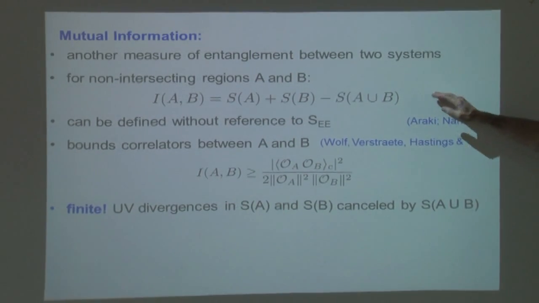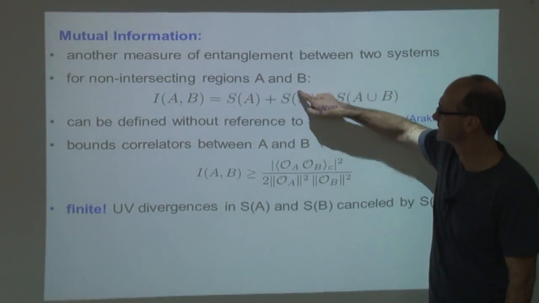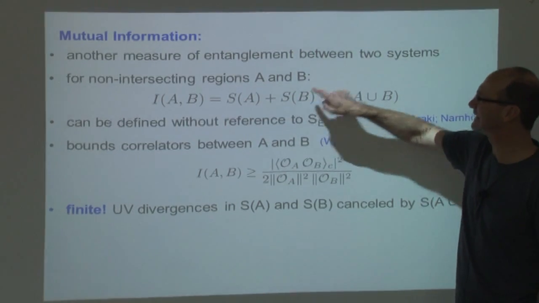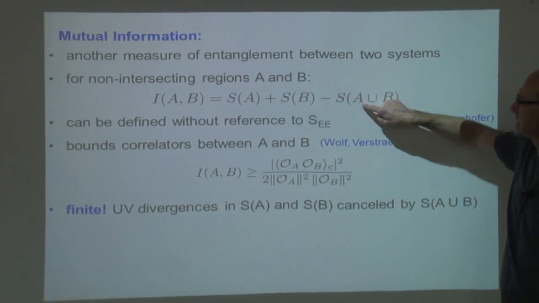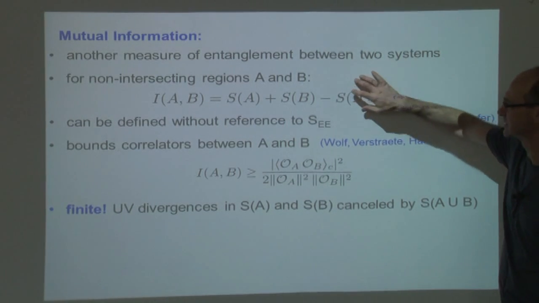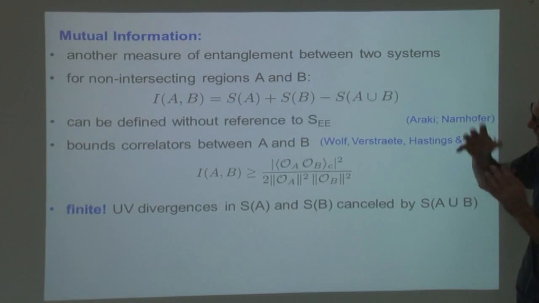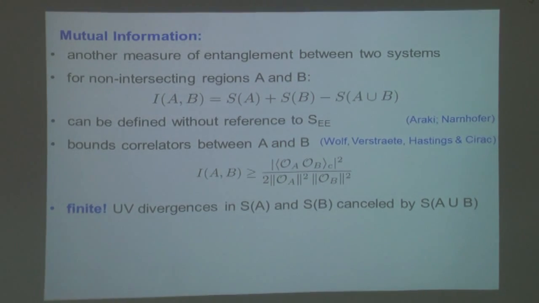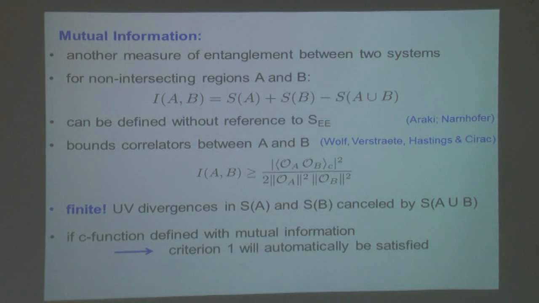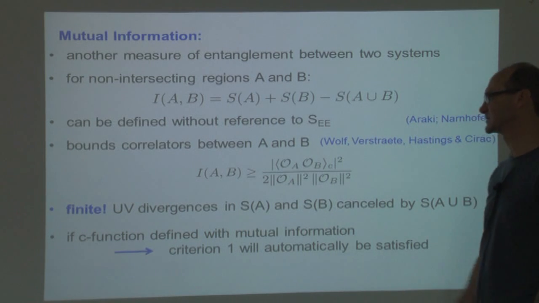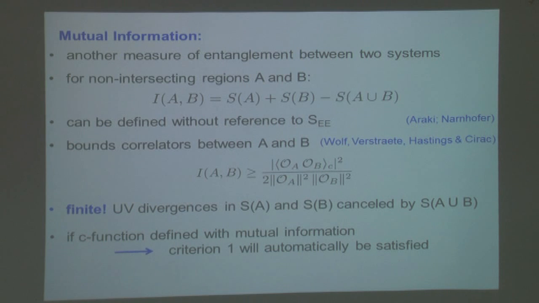If I think about this formula, it turns out that the UV divergences associated with the boundaries of A and B get canceled by the same UV divergences, the same geometric stuff, because when I combine the two boundaries, it's the boundary of this union. And so what I'm writing down doesn't have any of those UV divergences in it. So if I can use a formula like that to construct a C function, I'm automatically going to have satisfied criterion one, because I've got something that's finite, where I've eliminated the UV divergences.